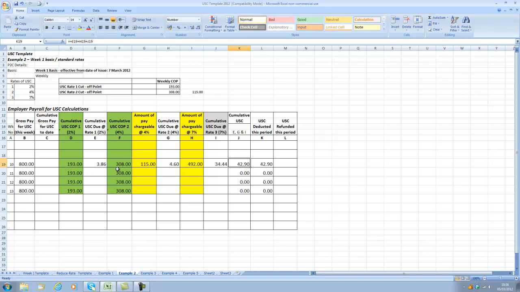Because this is on a week 1 basis, weeks 2, 3 and 4 are going to be calculated in the exact same way. €193 at 2% giving me €3.86. The next €115 is going to be at 4%, giving me €4.60, and the balance of 492 is going to be at 7%, giving me €34.44, and so on each week.